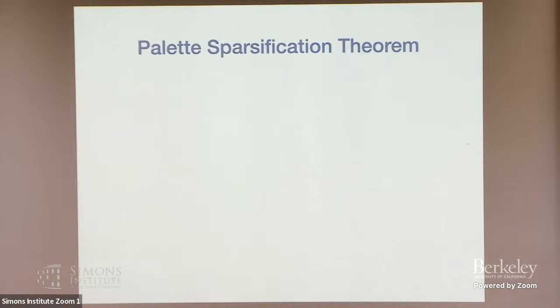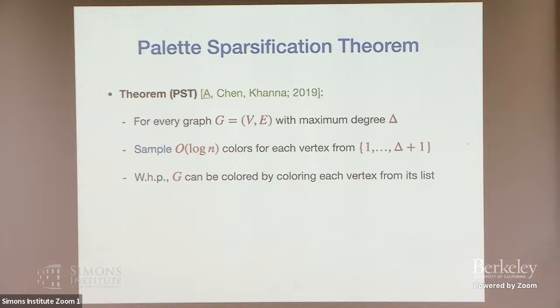Okay, I will just tell you about one theorem we had a couple of years ago with Yu Chen and Sanjeev Khanna. This is a purely combinatorial theorem. It says that if I have a graph G with maximum degree delta, I can sample log n colors for every vertex from 1 to delta plus 1, independently across vertices. And magically, you can still color the graph using these sampled colors, so every vertex only uses the colors it sampled. I'll give you a picture of this in a second.